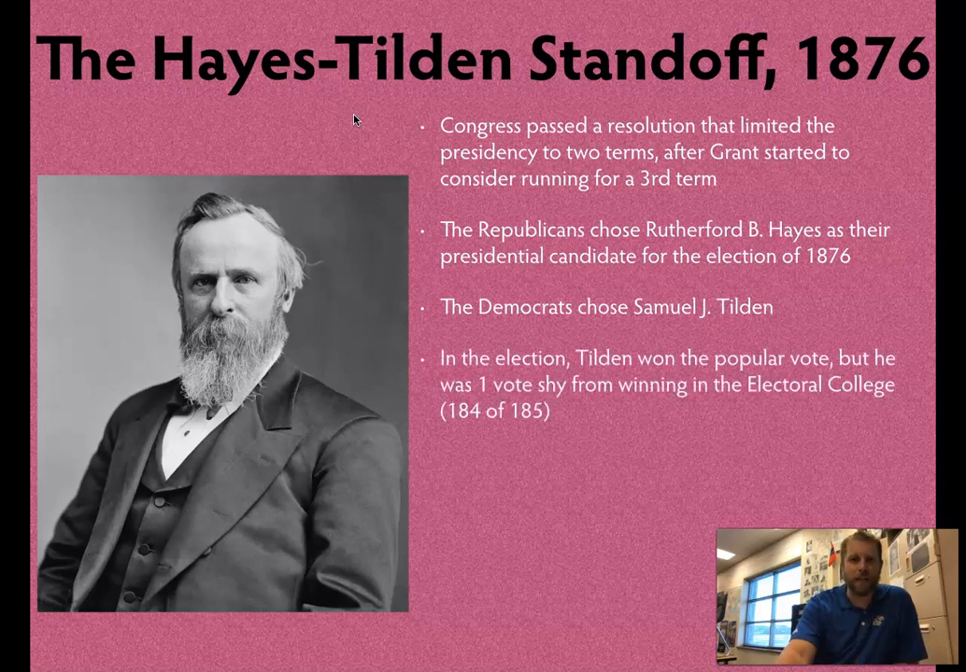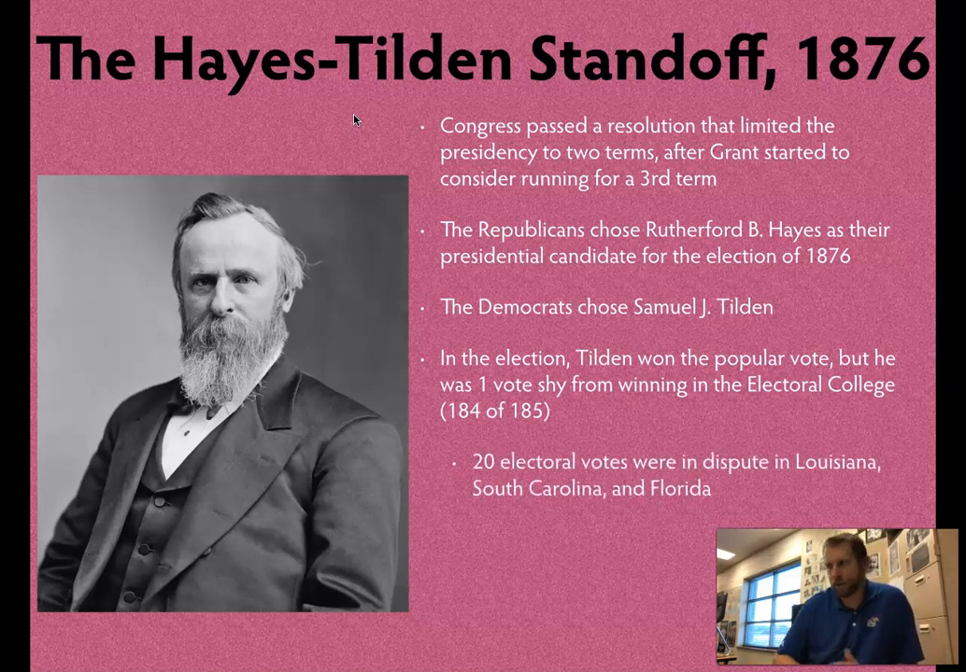The popular vote goes to Samuel Tilden, but he was 1 vote shy in the Electoral College, 184 to 185. There were disputed returns in the South because of Reconstruction, because of issues with the military occupation. There were disputed returns in Louisiana, South Carolina, and of course Florida, because Florida is known for really running efficient elections. 2000 election, never mind. But that's kind of going on. And so whichever candidate took those electoral votes would win the election. If the Republicans won those 3 states, Hayes wins it. If Tilden wins those 3 states, he would win it.